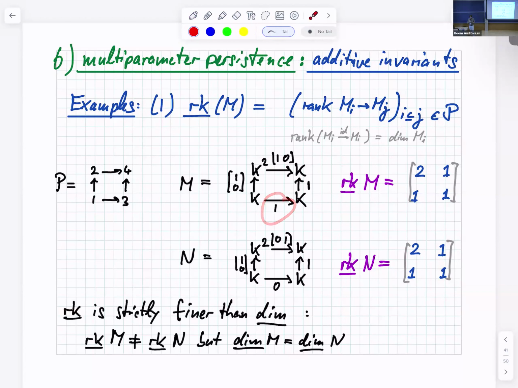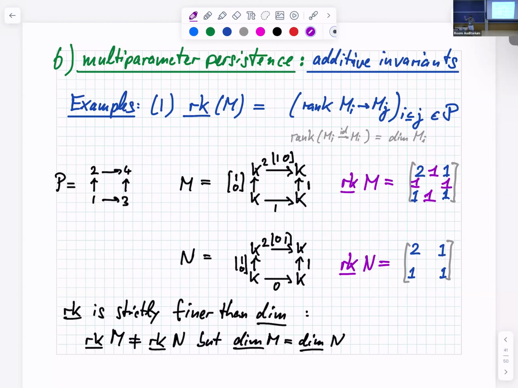This is 1. And I need to compute the rank of the map here on the left. This is a one-dimensional map. This is a rank 1 morphism. This is a rank 1 linear map. So my ranks will be 1 and 1 here. The map going up from here to here will be 1 as well.